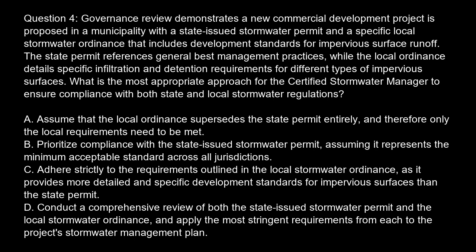Option A. Assume that the local ordinance supersedes the state permit entirely, and therefore only the local requirements need to be met. Option B. Prioritize compliance with the state-issued stormwater permit, assuming it represents the minimum acceptable standard across all jurisdictions. Option C. Adhere strictly to the requirements outlined in the local stormwater ordinance, as it provides more detailed and specific development standards for impervious surfaces than the state permit. Option D. Conduct a comprehensive review of both the state-issued stormwater permit and the local stormwater ordinance, and apply the most stringent requirements from each to the project's stormwater management plan.